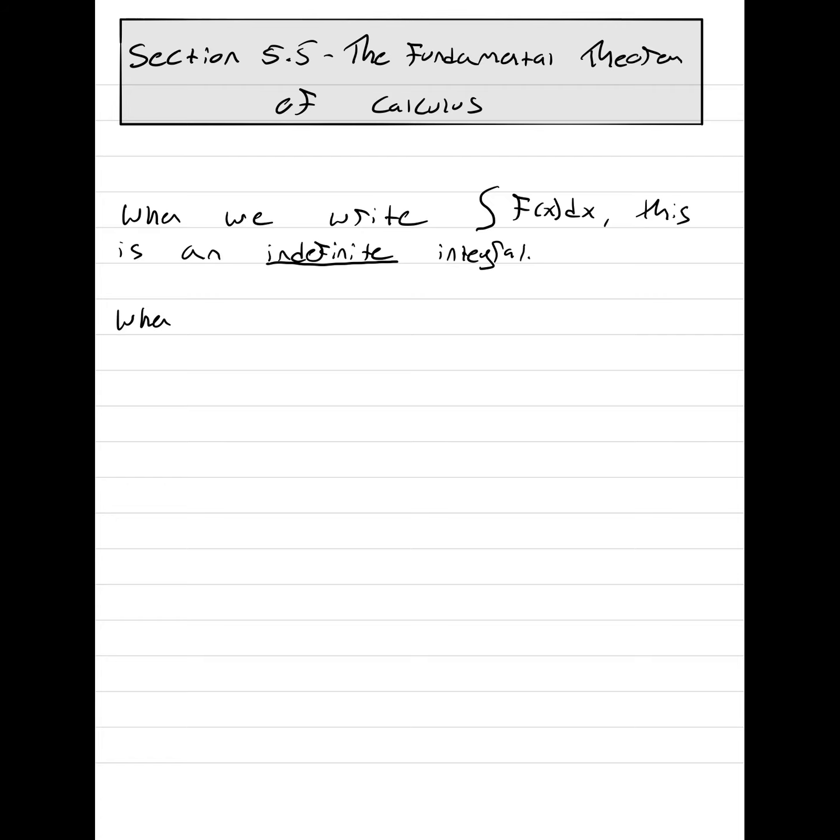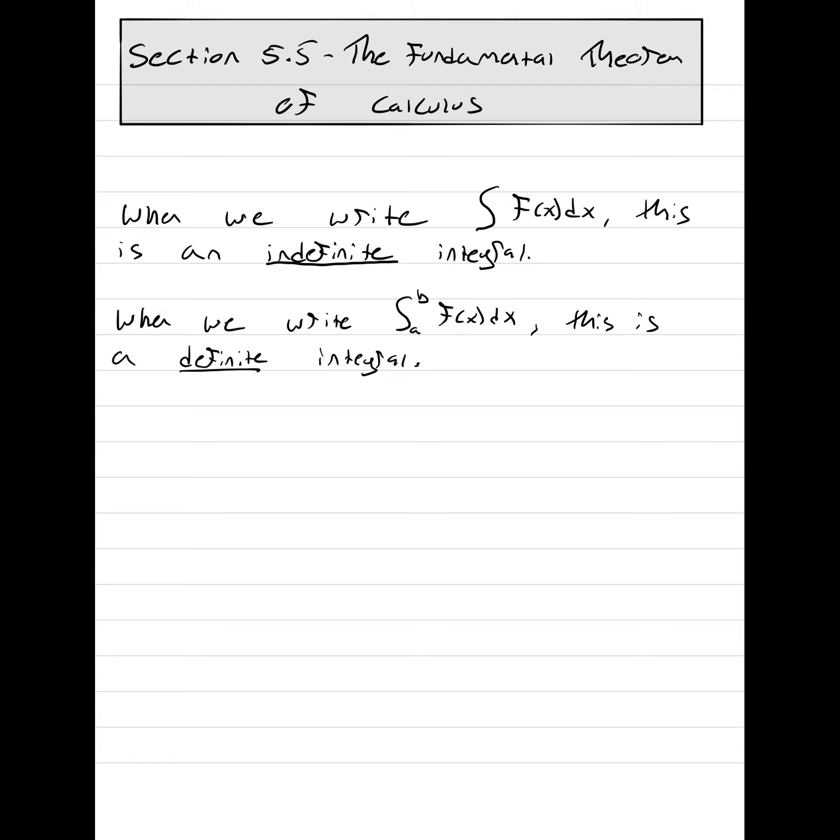So when we write the integral from a to b of f of x dx, this is a definite integral. And how I think about these is, with the definite integral, when we have the bounds like this, we can actually find it's tangible. We can find the area under the curve of this function.